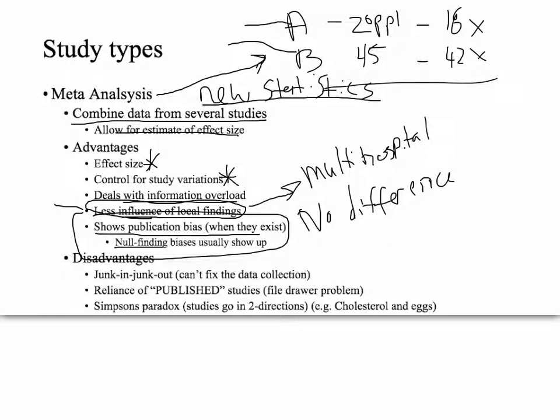The disadvantages are junk in, junk out, so you can't fix how data was collected in the individual studies. If they were collected poorly, you can't fix that. You rely on published studies, so studies that were not published you can't use, and that's called the file drawer problem. Then you have Simpson's paradox. What do you do when studies go in two directions? The example of this is cholesterol in eggs. This is the classic example.